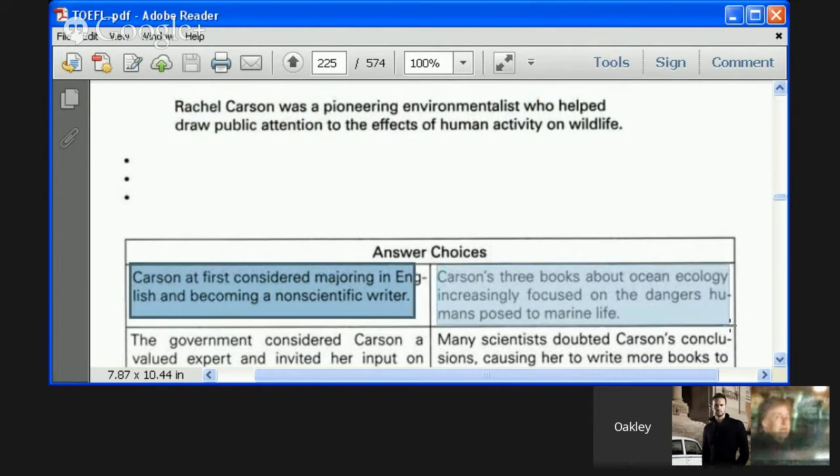Okay, let's look at this one. Ken, can you read this one? Carson's 3 books about ocean ecology increasingly focused on the dangers humans pose to marine life.